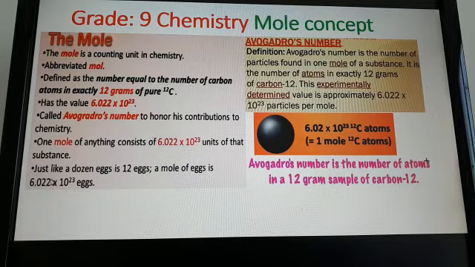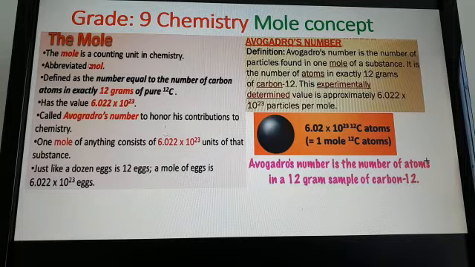Just like a dozen, you know that one dozen contains 12. So a mole of eggs is 6.022 × 10^23 eggs. The same, if 1 mole of hydrogen, it contains 6.022 × 10^23 units. That's about the mole.